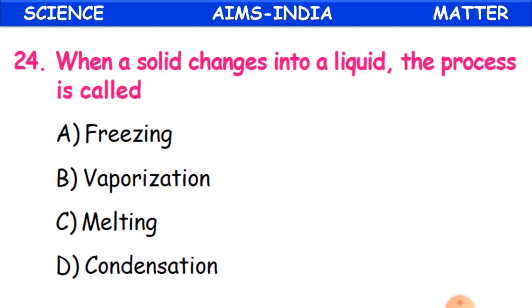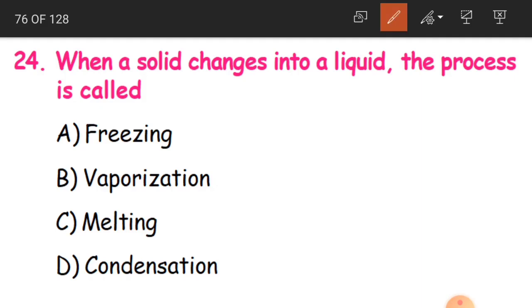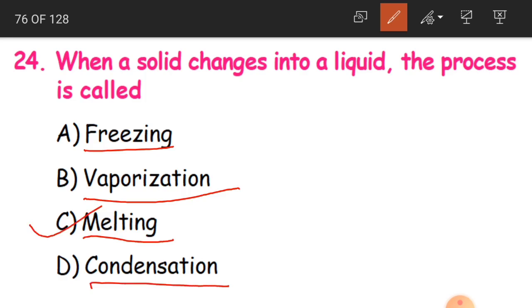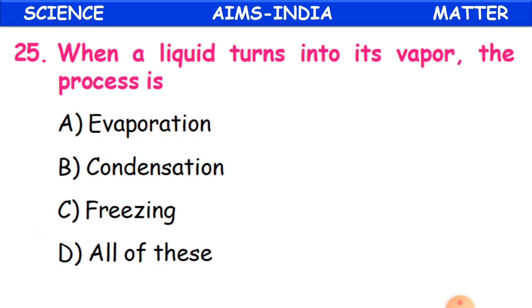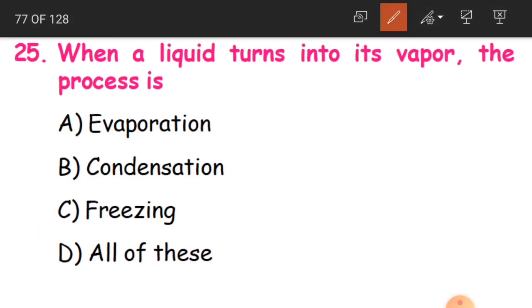Now, 24th question. When a solid changes into liquid, then the process is called freezing, vaporization, melting, or condensation. It is melting, children. Clear? When the solid changes into liquid, it is known as melting, the process. And the last question for today.